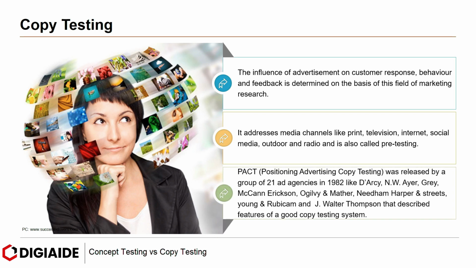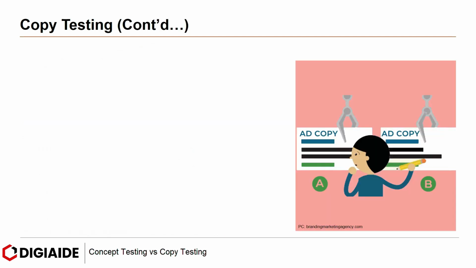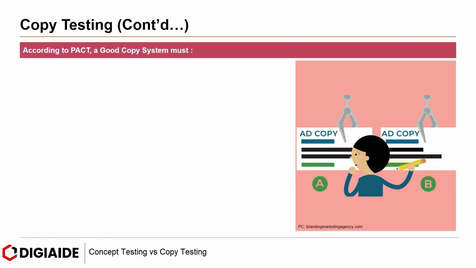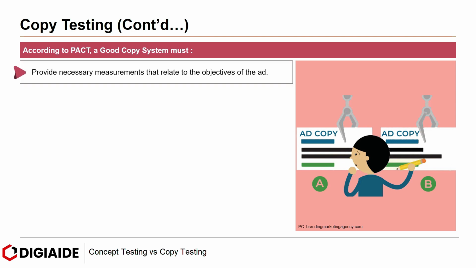PACT, the full form of which is Positioning Advertising Copy Testing, was released by a group of 21 ad agencies in 1982, like Tarsis, NW Ayer, Grey, McCann, Ogilvy and Mather, Needham Harper and Steers, Young and Rubicam, and J. Walter Thompson, that described features of a good copy testing system. According to PACT, a good copy testing system must, first, provide necessary measurements that relate to the objectives of the ad.